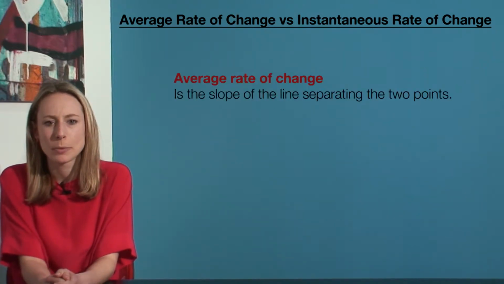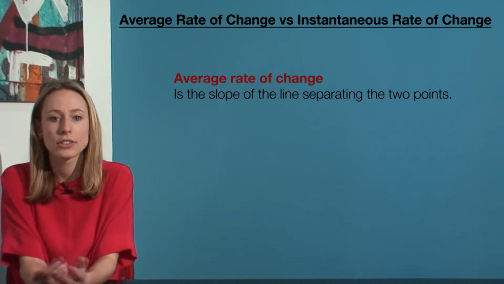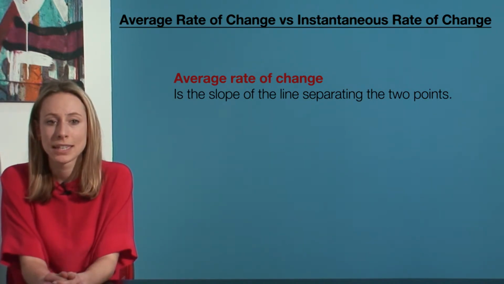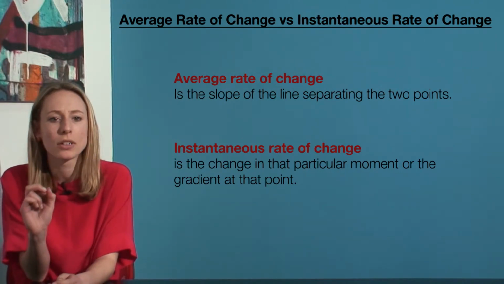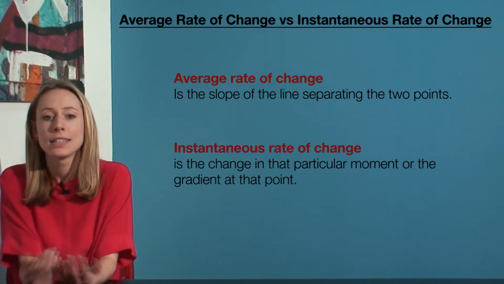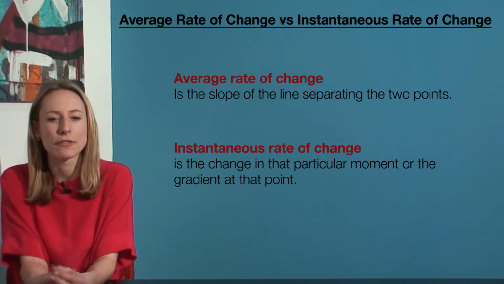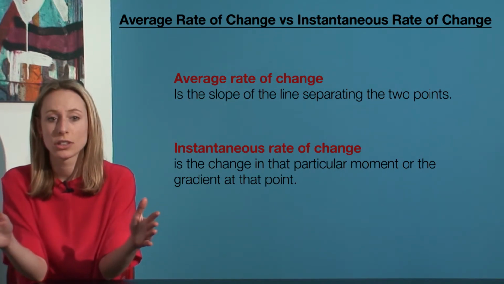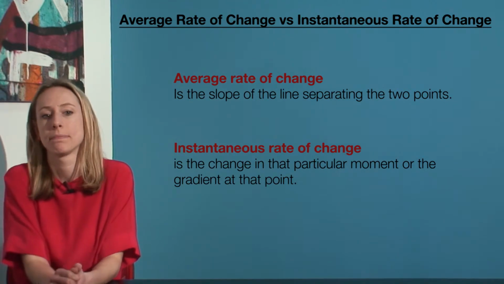The average rate of change between 2 points is the slope of the line separating the 2 points. So the change in y over the change in x for just that range. The instantaneous rate of change is the change in that particular moment, or the gradient at that point. This is the value of the derivative at a particular point. The key difference between the two is that the average rate of change is over a range, while the instantaneous rate of change is applied at a particular point.